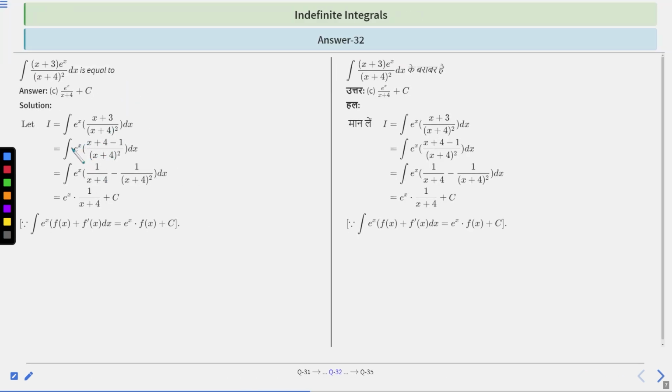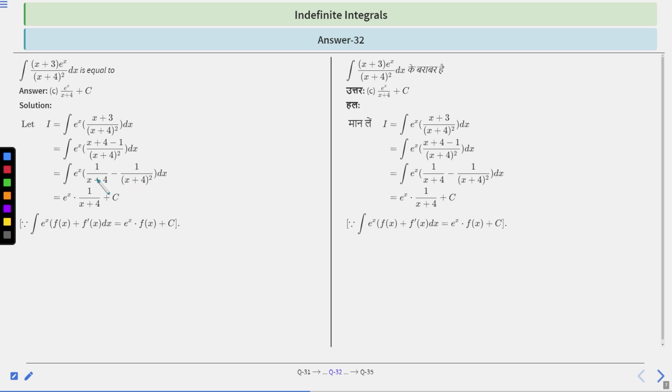See, I is equal to integration of e to the power x into (x plus 3) upon (x plus 4) whole square dx. Now, x plus 3 can be written as x plus 4 minus 1. And it can be broken as e to the power x into [1 upon (x plus 4) minus 1 upon (x plus 4) whole square] dx.